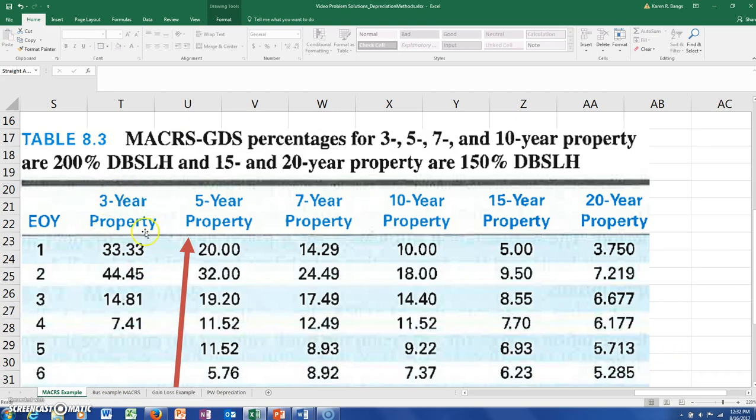Each column represents the property class, and we just identified that the computer falls under the 5-year property class. Each row represents the percent of depreciation that we are allowed to take during that year. So for a 5-year property, we're allowed to take 20% of the cost basis, in our example $22,000, in year 1, 32% of that cost basis in year 2, 19.2% of the cost basis in year 3, 11.52% of the cost basis in year 4, etc.